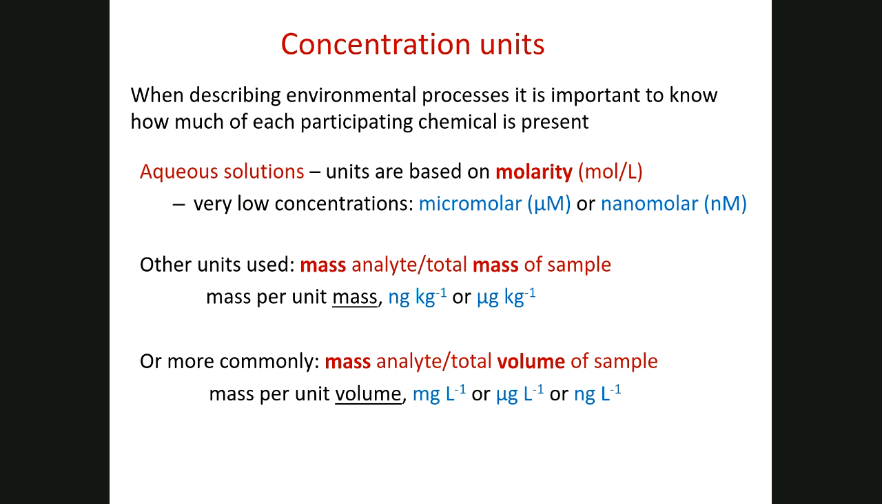A very common unit used in water pollution, when we're working with water samples, is the mass of the compound, the mass of the analyte you're interested in, the chemical you're interested in, potentially a pollutant, per total volume of sample. So milligrams per liter, micrograms per liter, or nanograms per liter. The amount of chloride in a sample in milligrams per liter, the amount of potassium ion, sodium ion, chromium 3, cadmium 2 in micrograms per liter, milligrams per liter, nanograms per liter.